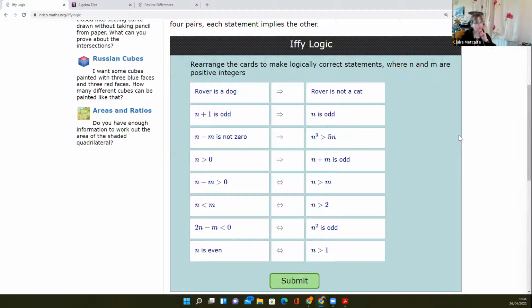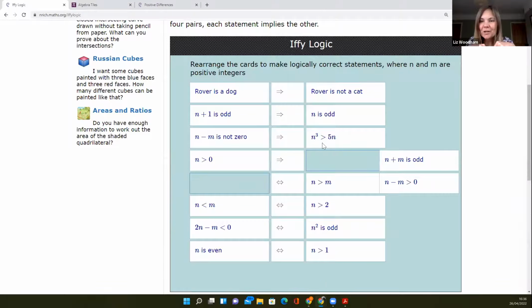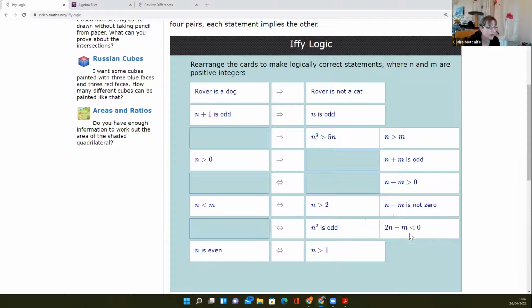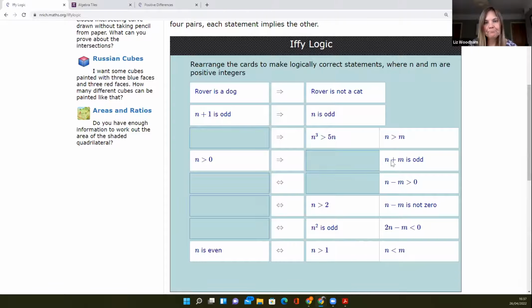Okay, so I think we sorted out Rover. What would you do next? Yeah, if it was up to me, what I would probably do, Claire, is think about the statements which have got N and M, and those which are just N, without thinking about the mathematics yet, because that could be a useful way of narrowing things down a bit. So if I extract all the statements which have N and M, there are 6 of them, which is encouraging that there's an even number.